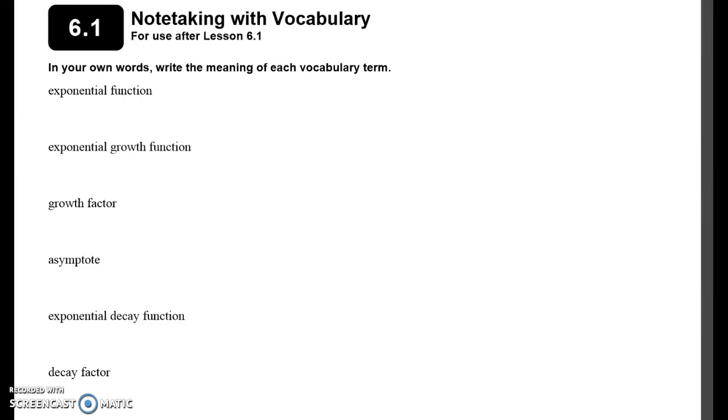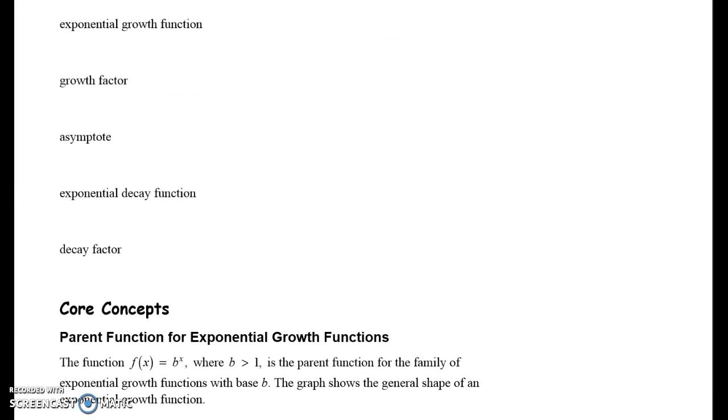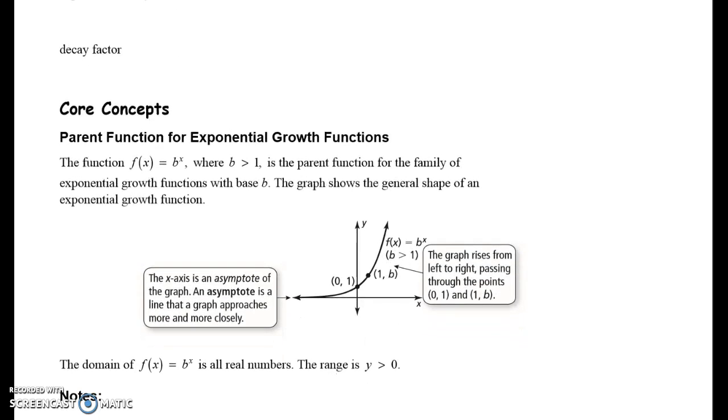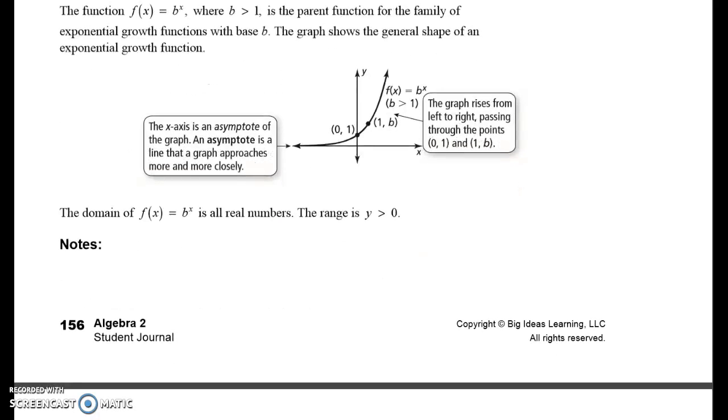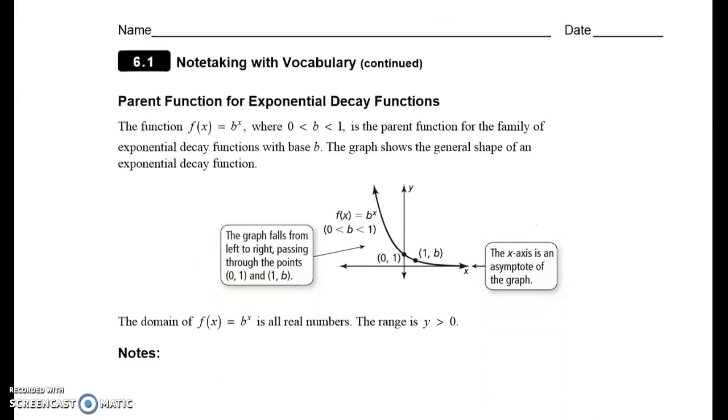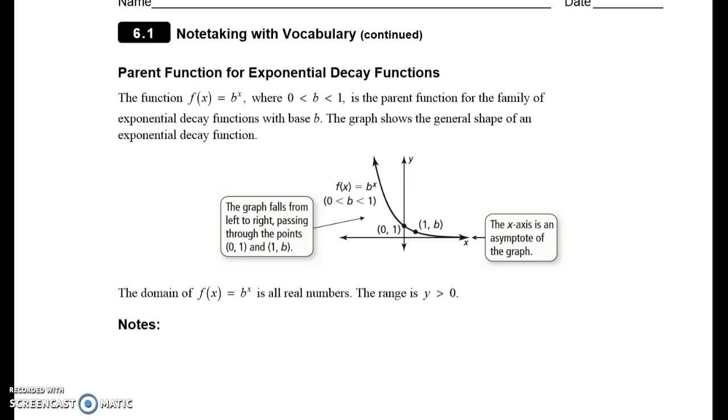Go to page 156 and fill in the definitions in your journal for 6.1. Then scroll down or look down on the page and look at the core concepts. We have this first one for exponential growth functions. You can see the function is going from left to right, going up. It's increasing, okay? And then if you go to the next page, we look at exponential decay functions. The function is going down from left to right, and it is decreasing.